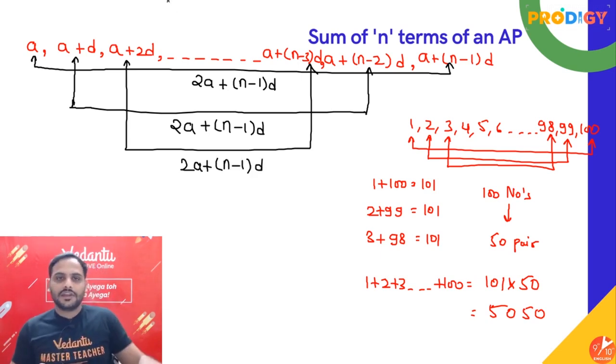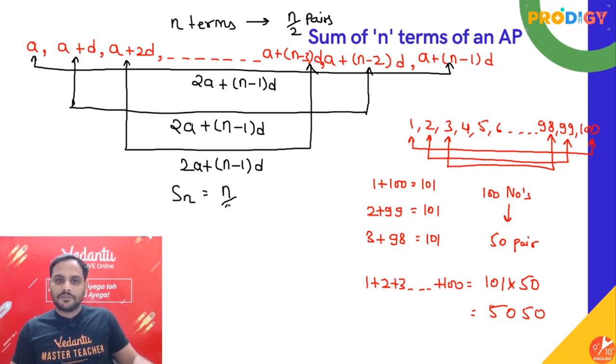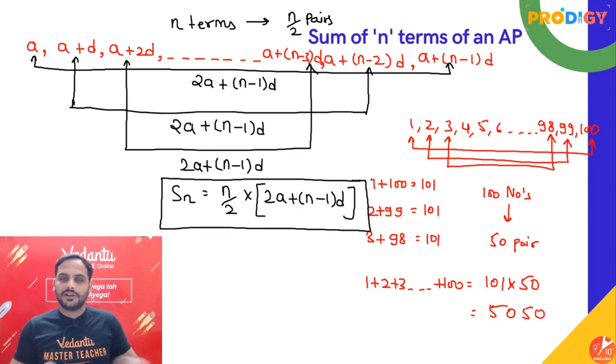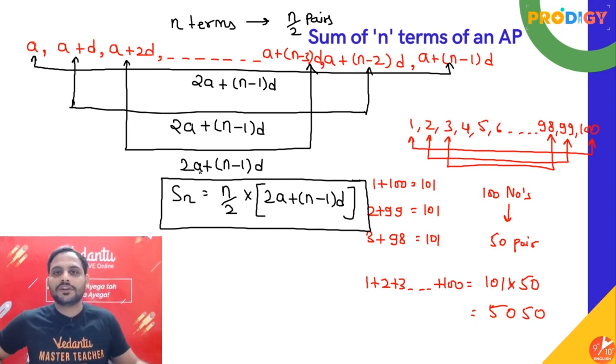Right? I know if there are total n terms, how many pairs will you be able to make? N by 2 pairs. Right? So I can say the sum of n terms can be written as n by 2 times the sum of each pair, which will be 2a plus n minus 1 into D. Each pair sum is 2a plus n minus 1 into D. Same thing over here. Each pair sum is 101 and there are total 50 pairs. So there are total n by 2 pairs and each pair sum is 2a plus n minus 1 into D.